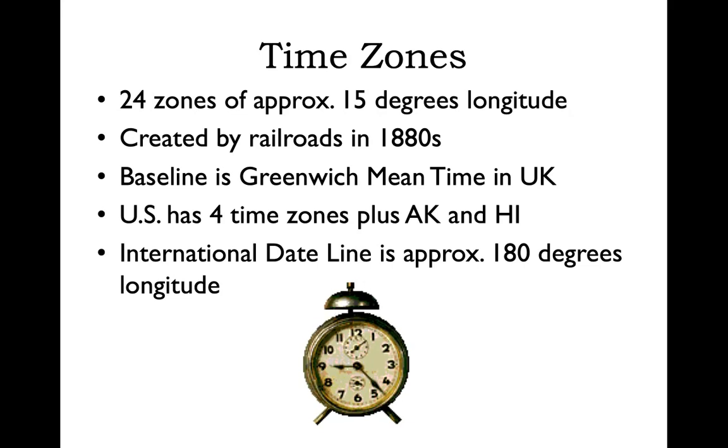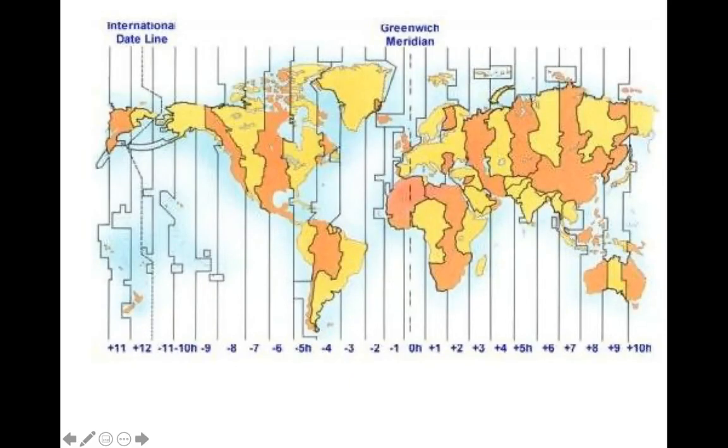The United States has 4 time zones, plus Alaska and Hawaii, and the international dateline is approximately at 180 degrees longitude. Here in Minnesota, we fall in the Central Time Zone. And so we are 5 hours behind Greenwich Mean Time, which means that the time in the United Kingdom is 5 hours ahead of us. So right now, if it's 12 o'clock p.m. in Minnesota, it would mean that it's 5 o'clock p.m. in the UK.